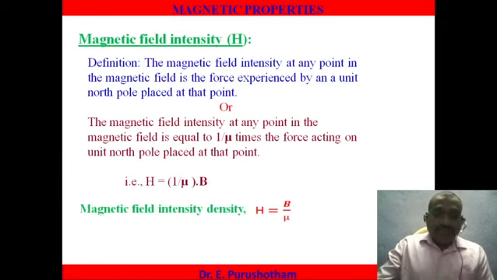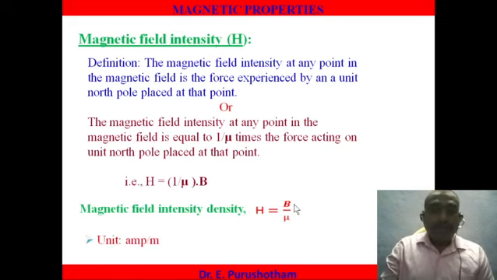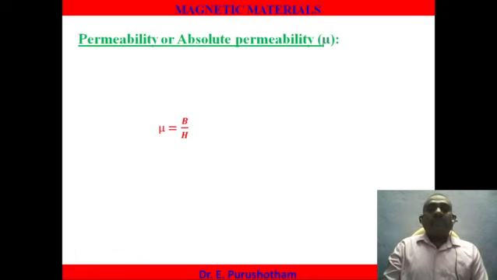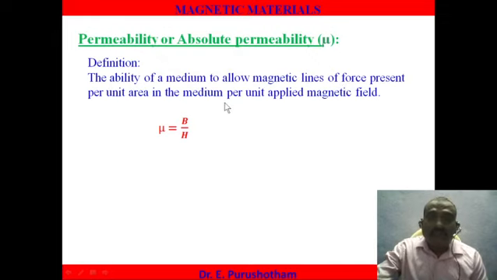So next, the magnetic field intensity H is equal to B by mu, that unit is ampere per meter. Permeability, or absolute permeability, is represented by mu. The definition is, you can see here, the ability of a medium to allow magnetic lines of force present per unit area in the medium per unit applied magnetic field.